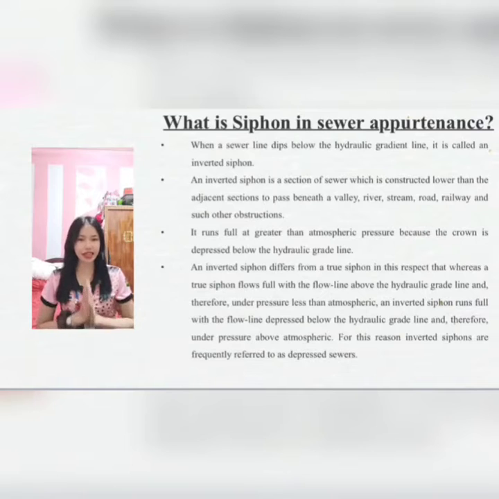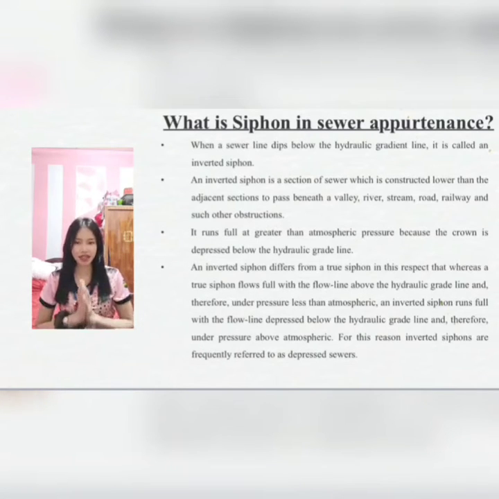What is a siphon in sewer appurtenance? When a sewer line runs deep below the hydraulic gradient line, it is called an inverted siphon. An inverted siphon is a section of sewer which is constructed lower than the adjacent section to pass beneath a valley, river, stream, road, railway, and other such obstructions. It runs full at greater than atmospheric pressure because the crown is depressed below the hydraulic grade line.